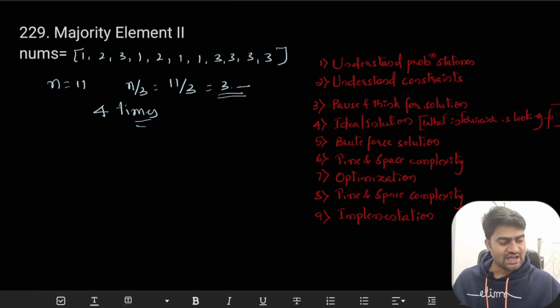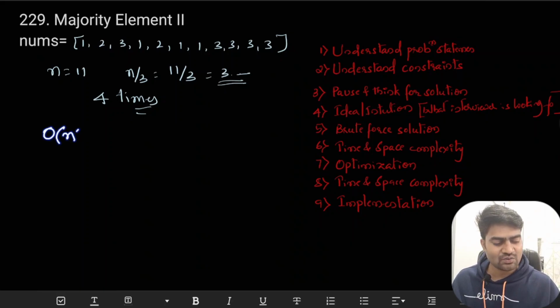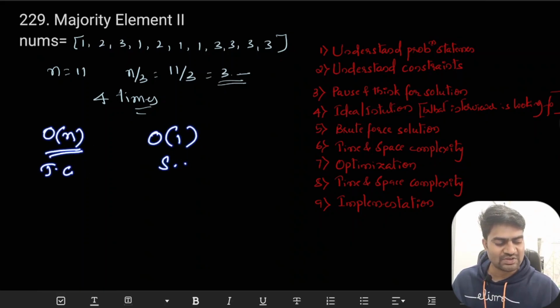With that, we have already seen the constraints. Maybe you can pause the video for a second and think about any possible solution. Now let us try to understand the idea behind this problem. When the interviewer gives this problem to us, he expects us to solve it in O of n time complexity and O of 1 space complexity. So how to do that?